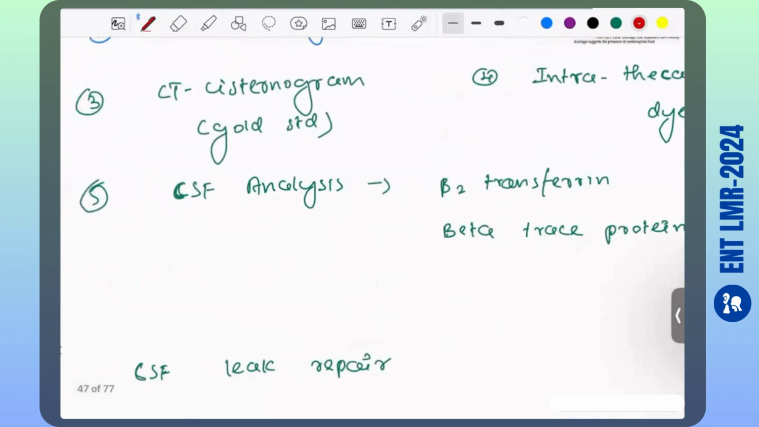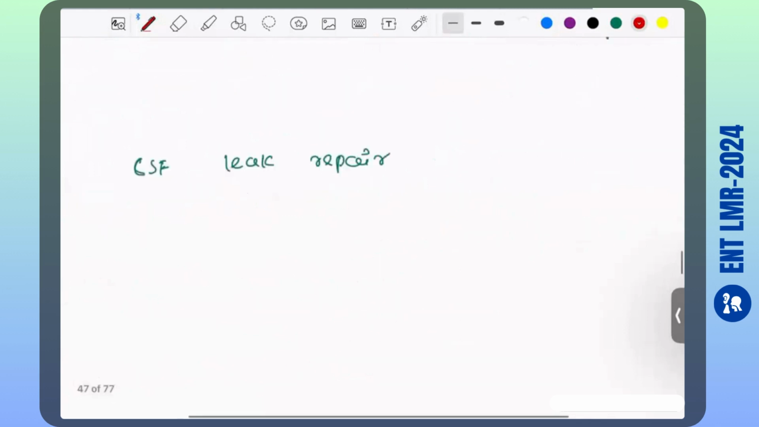CSF analysis can also be done with two parameters, beta 2 transferrin and beta trace protein. Alright. Then we proceed to do a CSF leak repair.